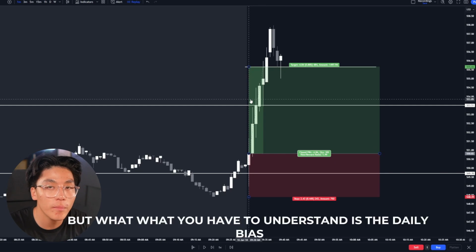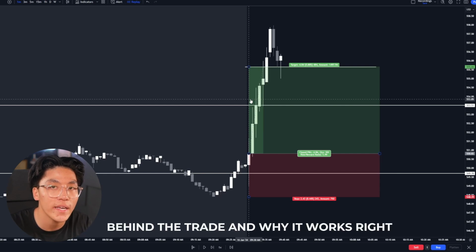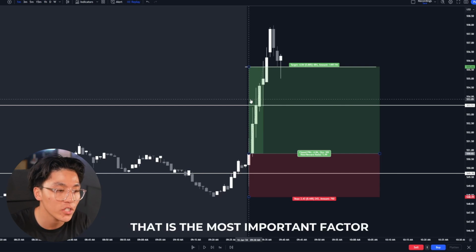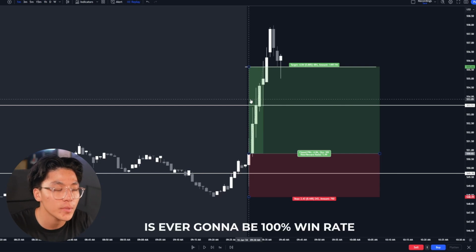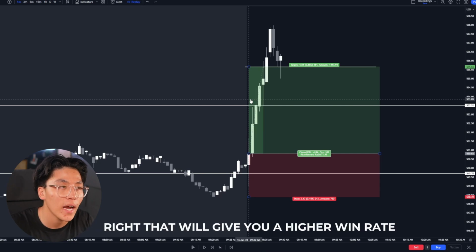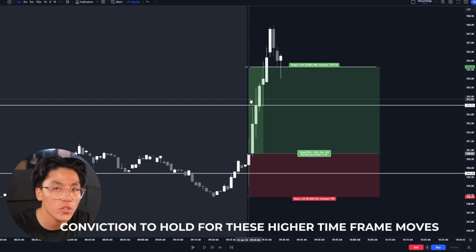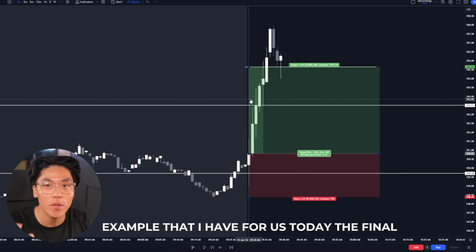The strategies work, but what you have to understand is the daily bias. You have to understand the thesis behind the trade and why it works, right? That is the most important factor when it comes to trading, right? No strategy is ever going to be 100% win rate, but if you can build the thesis around your trades, right, that will give you a higher win rate, and that'll give you the conviction to hold for these higher time frame moves.